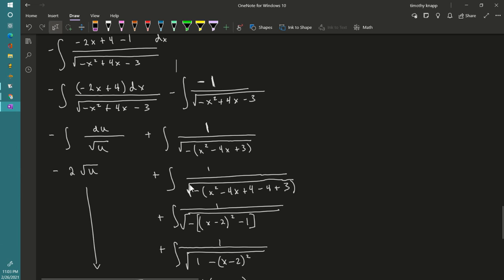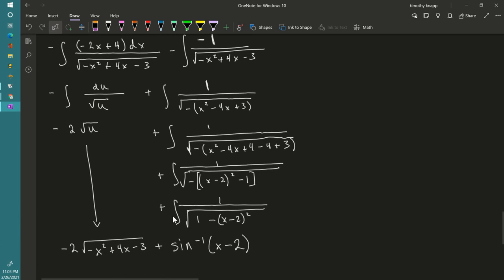Now this negative sign that I factored out before, I can distribute it back in, and this negative 1 became the positive 1, and the negative x squared, the x minus 2 squared is right here. And now if you look closely, this is just a sine inverse integral from your basic integration tables.